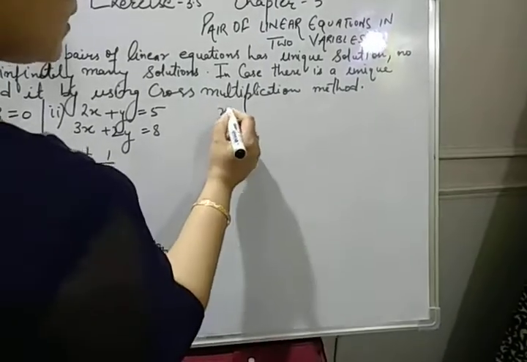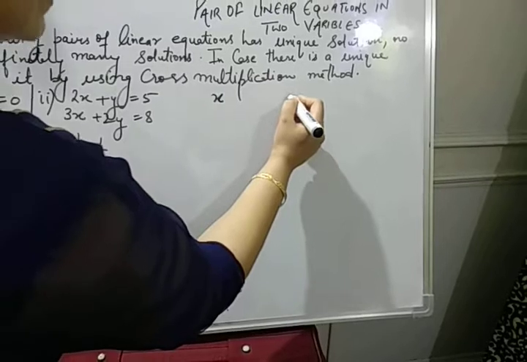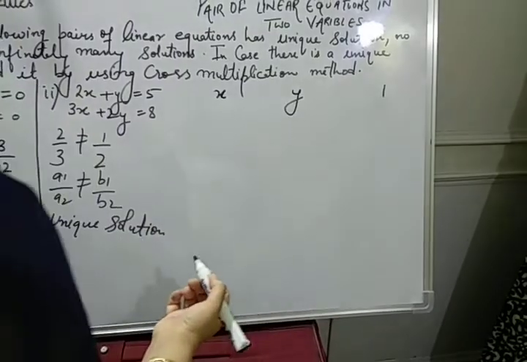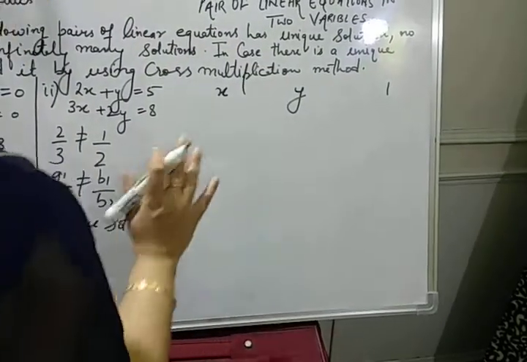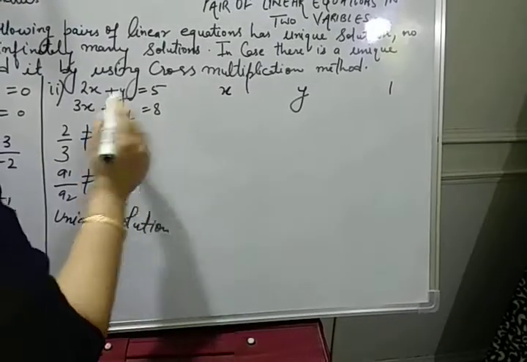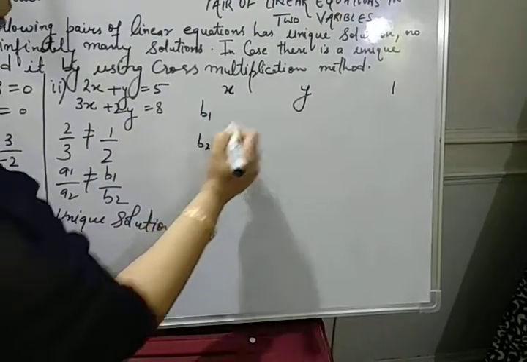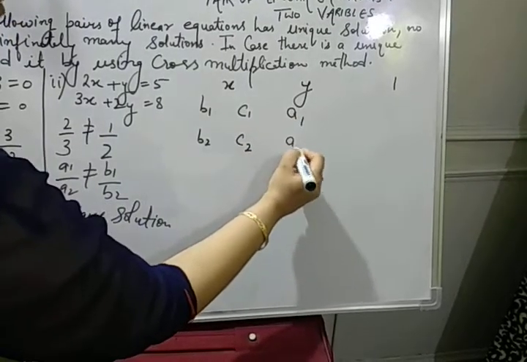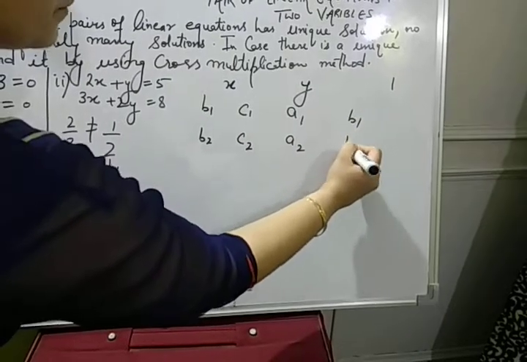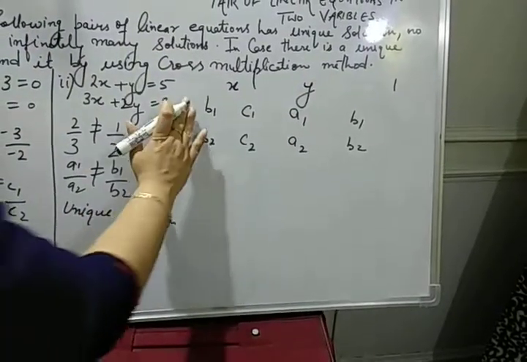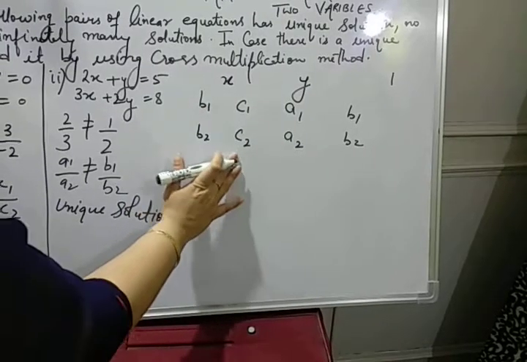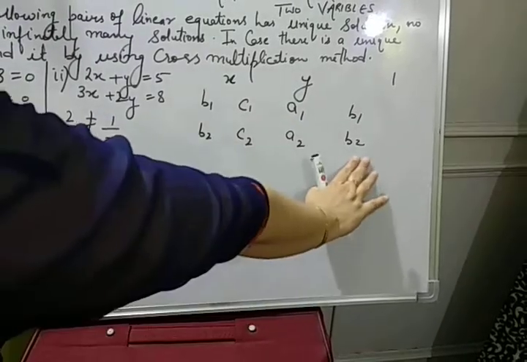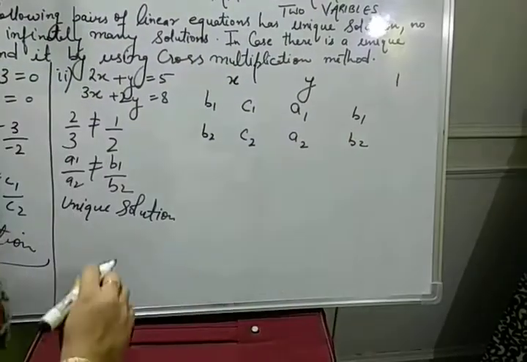Here one variable is x that you have to find, another variable is y that you have to find, and the constant is 1, right? First of all, you have to write b1 b2, c1 c2, a1 a2, then again b1 b2, right? We have to start with b1 b2, after that the constant term c1 c2, then again with the first term a1 a2, then we have to stop it by again b1 b2.